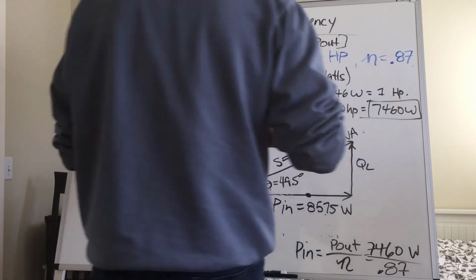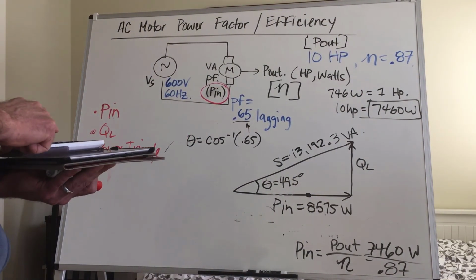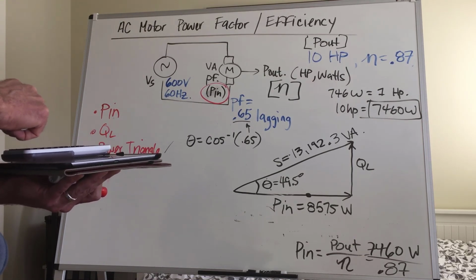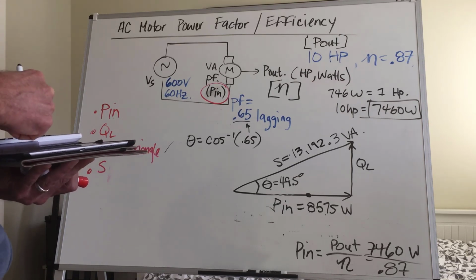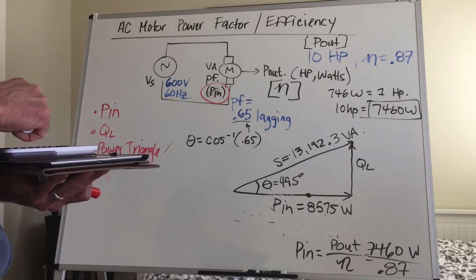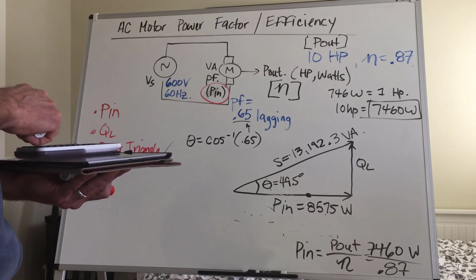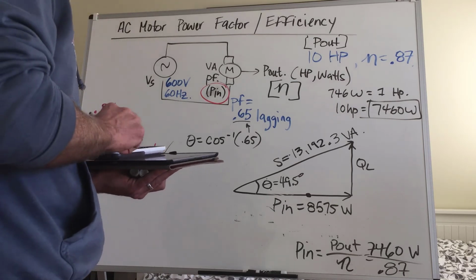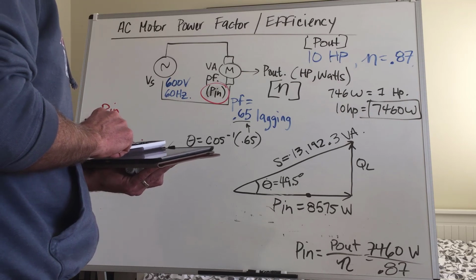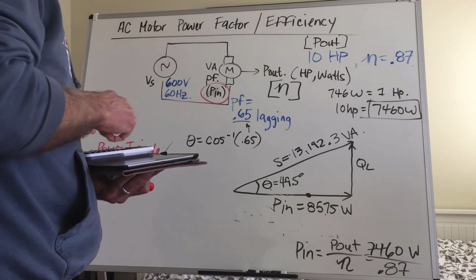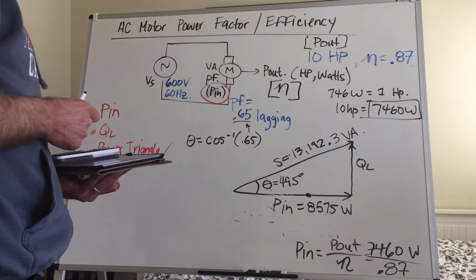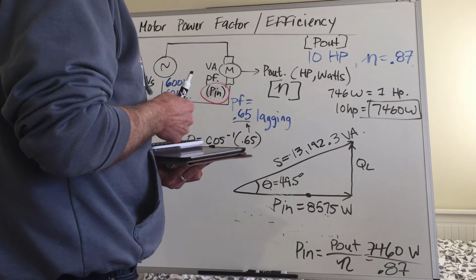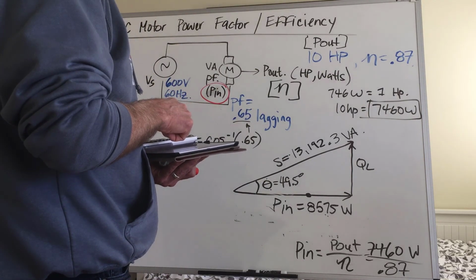0.3 VA. So now I'll try that again. 13,192.3 VA at an angle of 49.5. Oh, I know, my angle at 49.5 was fairly rounded, so now we're going to convert that, and 8568 is what it ends up coming up with. So that's a pretty good difference based on the rounding of that angle.